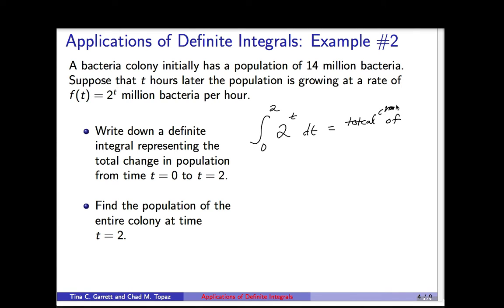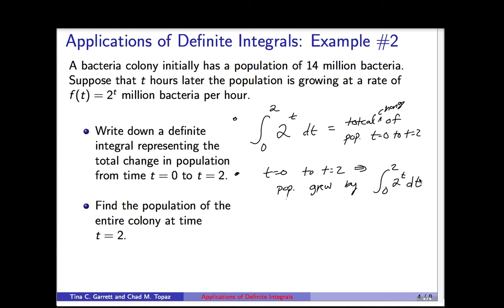Total change of population from time 0 to time 2. So that's pretty simple. We just write that down. So now I'm asking, can we find the population of the entire colony at time t equals 2? Well, it's a little more complicated. I know that from time 0 to time 2, my population changed, or essentially grew, by whatever this integral is. We haven't estimated that yet.